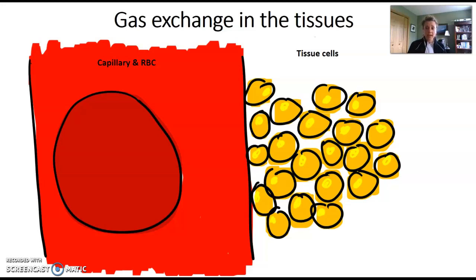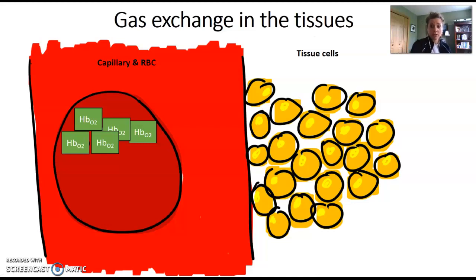And so what I have here is a capillary and a red blood cell. What I want you to imagine is that this red blood cell entered the lungs, picked up a bunch of oxygen, and then all of that oxygen is bound to hemoglobin. That's the notation that I have here on my picture. So Hb is hemoglobin, and the little subscript of O2 means that I've got oxygen bound to hemoglobin, making the molecule oxyhemoglobin.